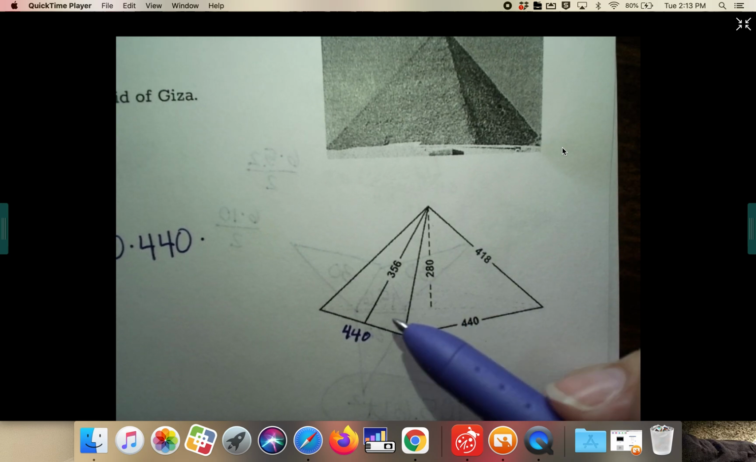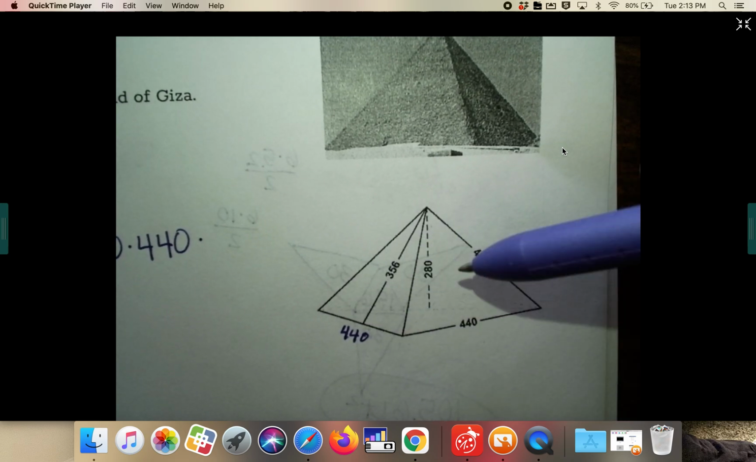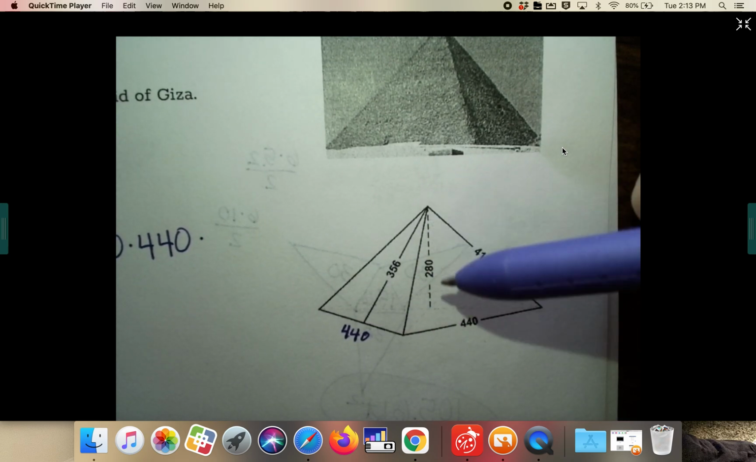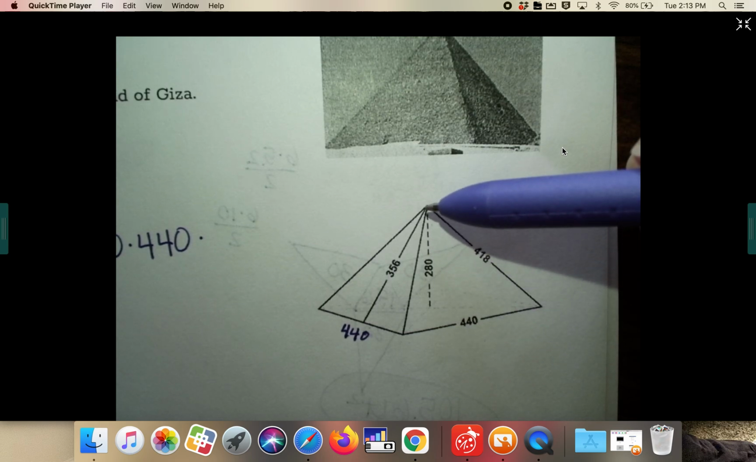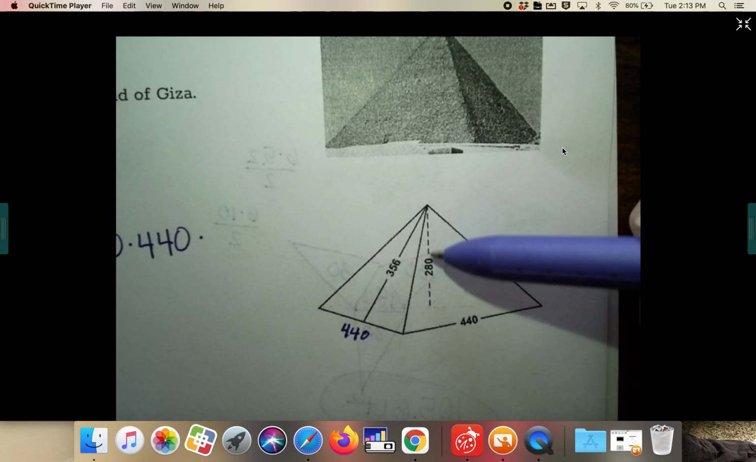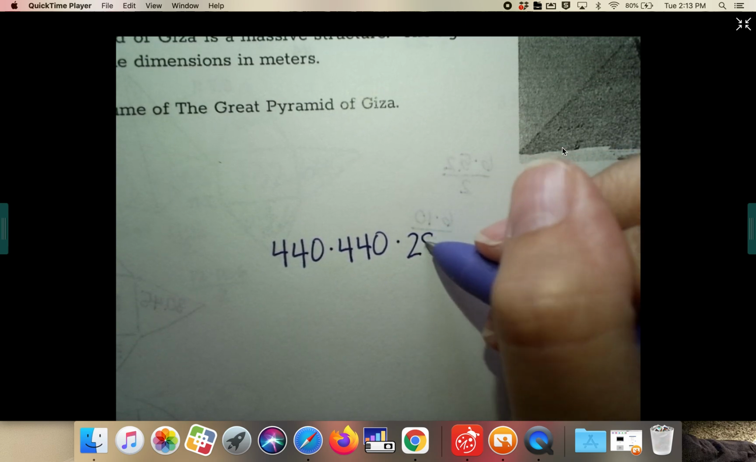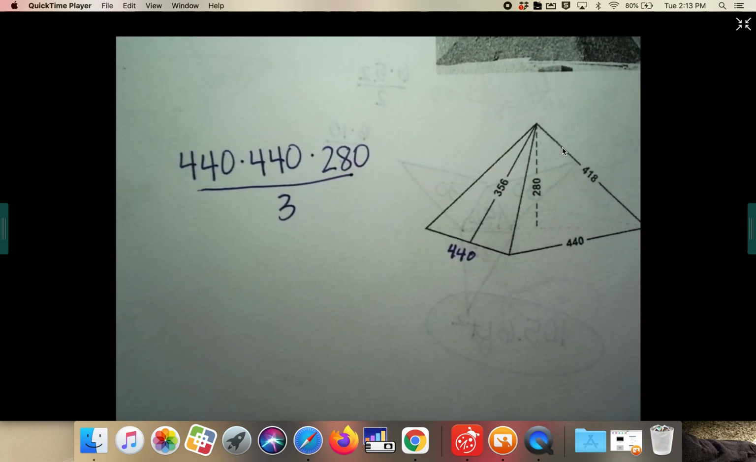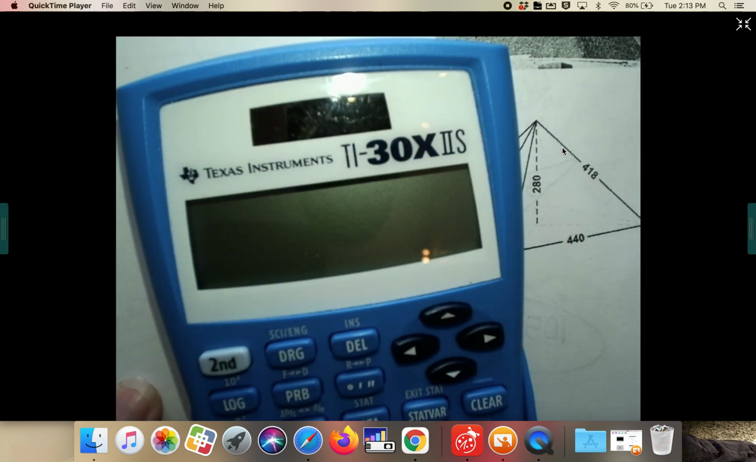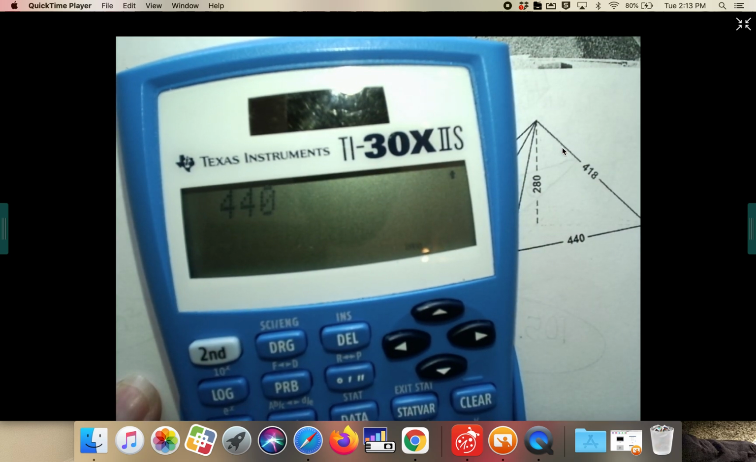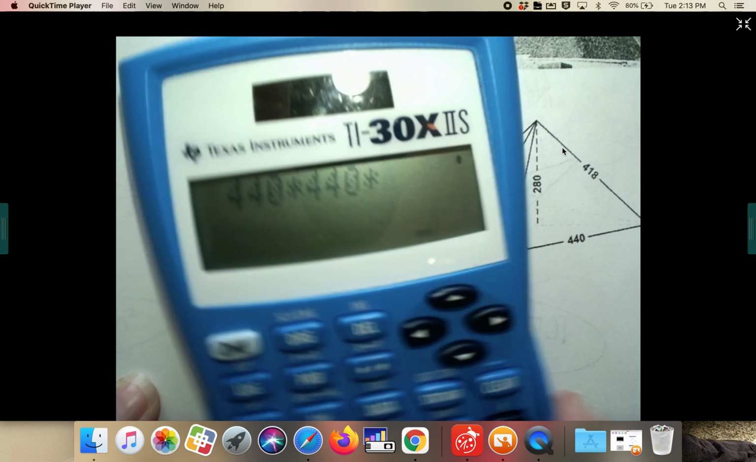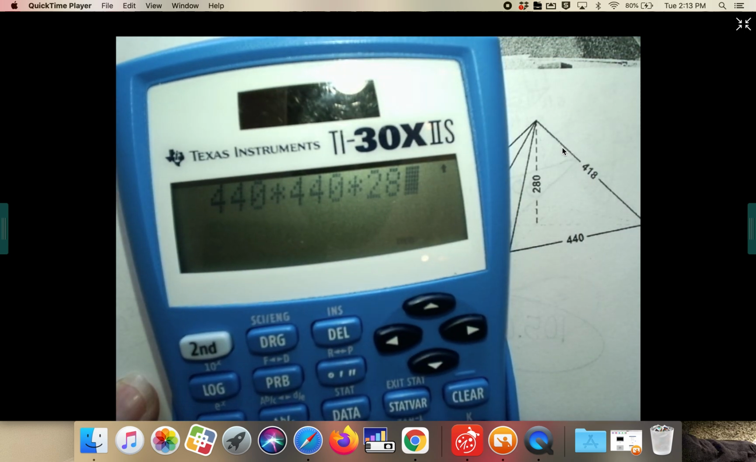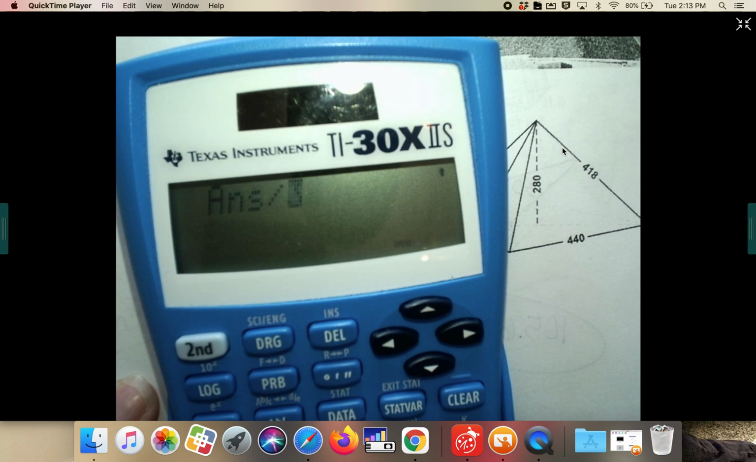We don't need that unless we were doing surface area, which we're not. We need the height, the inside invisible line from the center straight up to the top. So that is 280. So that's our height. And then we're going to take that whole thing and divide by 3. So in your calculator, 440 times 440 times 280 equals, divided by 3 equals.